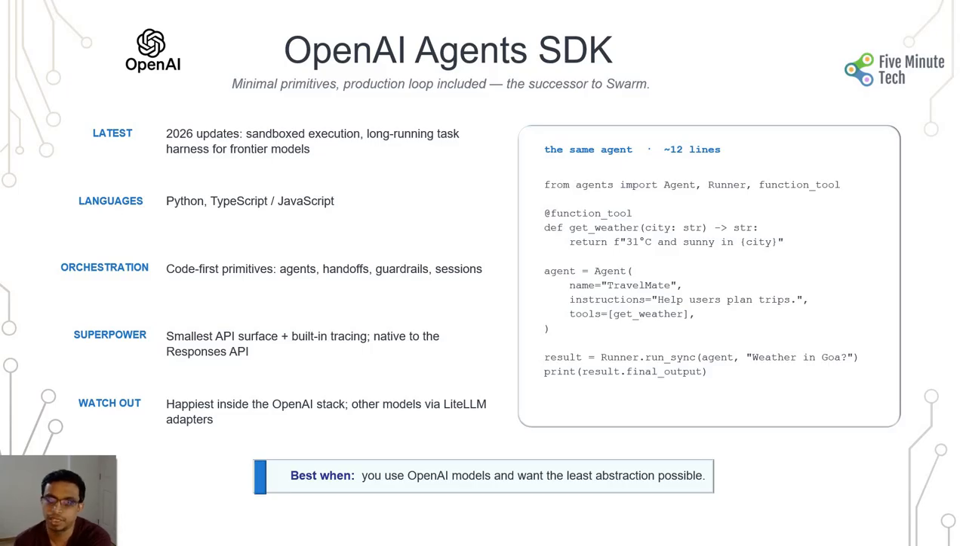Now on the right-hand side are the 12 lines of code we generally use for an agent which you develop with OpenAI. You get Agent and Runner and function_tool, you write the function tool method, and you create the agent. There is a simple example in which I was talking about creating a travel mate, and you pass the instructions and tools which you want to use, and the result will be the agent run. So this is a simple example of the OpenAI Agent SDK.